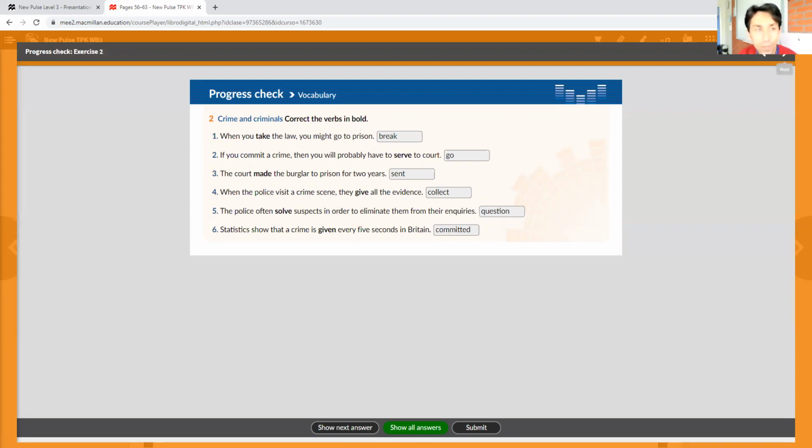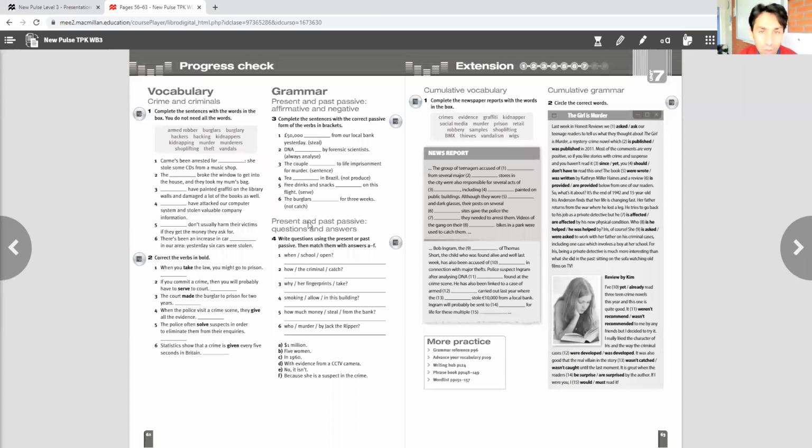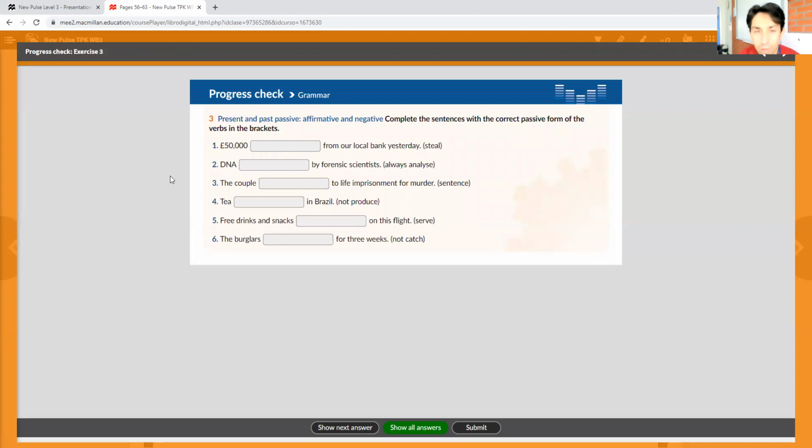Okay. Exercise two, we did. And grammar parts, we will. Present and past passive. We learned in the lesson, you can remember, okay. Look at first one, was stolen. This is past passive. Is always analyzed. This is present passive.